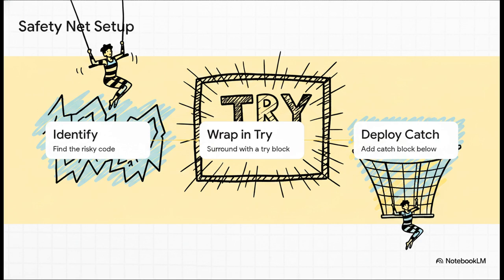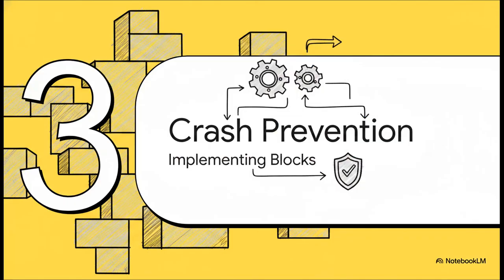That's your acrobat. Step 2, wrap it in a try block. You're basically telling the program to just try this risky stunt. And step 3, deploy the catch block handler right underneath it. That is your safety net, waiting to catch the acrobat if things go sideways. Moving right along to Section 3, step-by-step crash prevention, implementing the blocks.